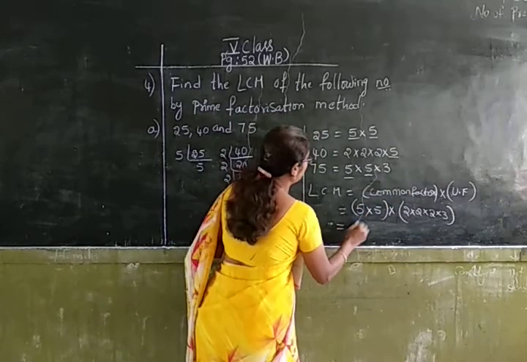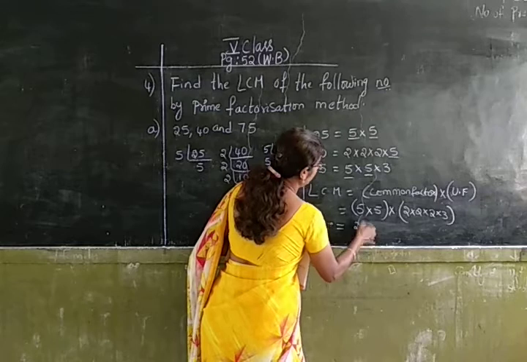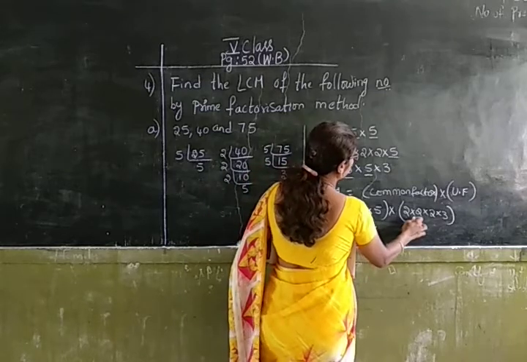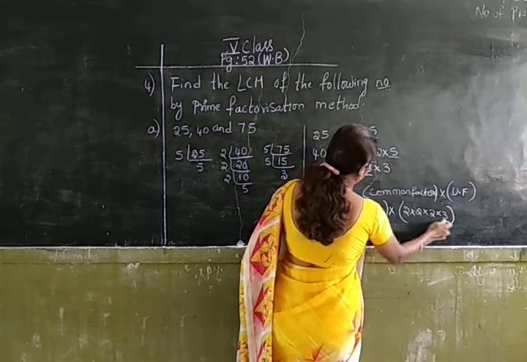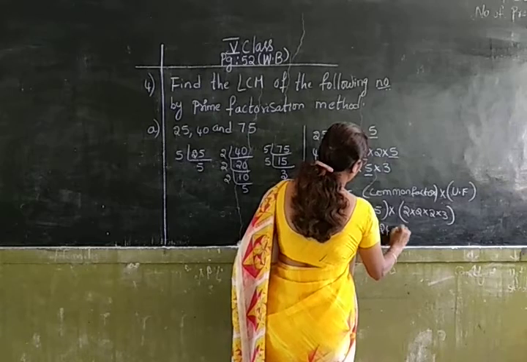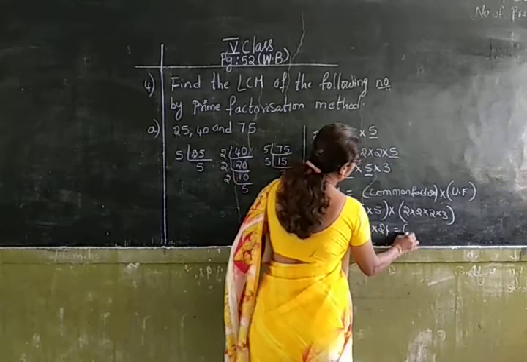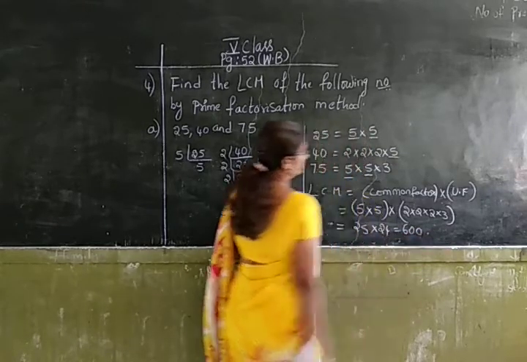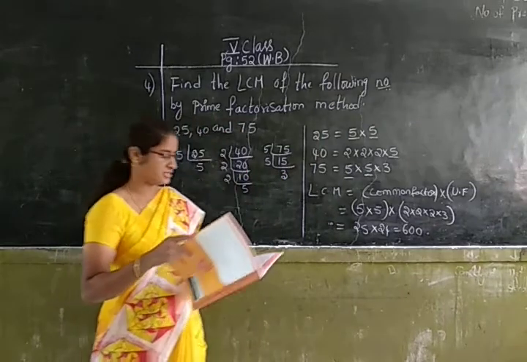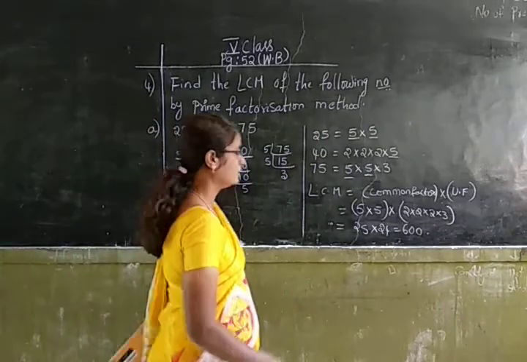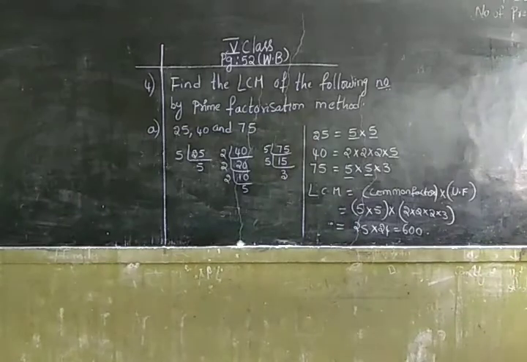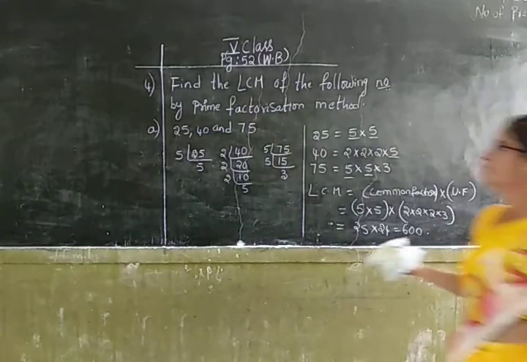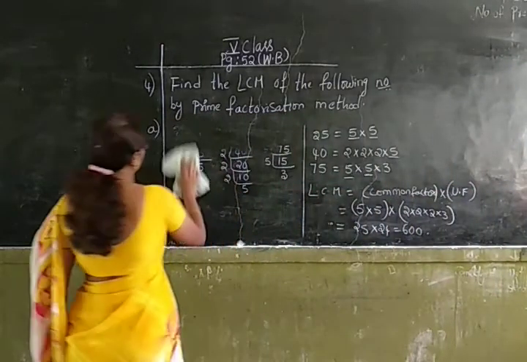Now we have to multiply them. 5 5s are 25 into 2 2s are 4, 4 2s are 8, 8 3s are 24. 25 into 24 is equal to 600. Okay, children. This is the way of finding the LCM by prime factorization method.